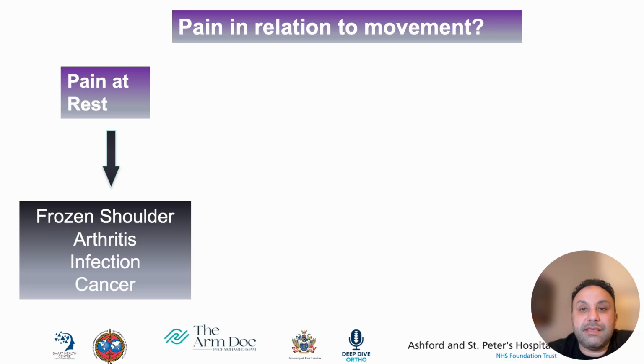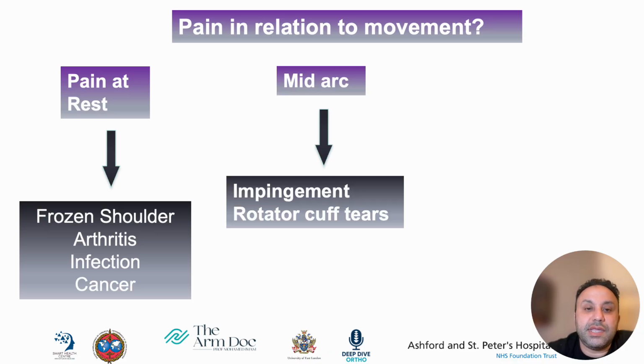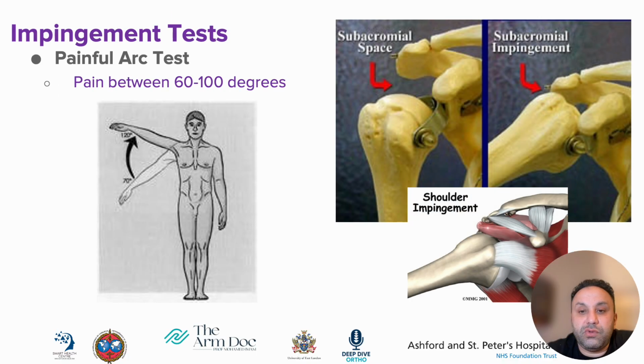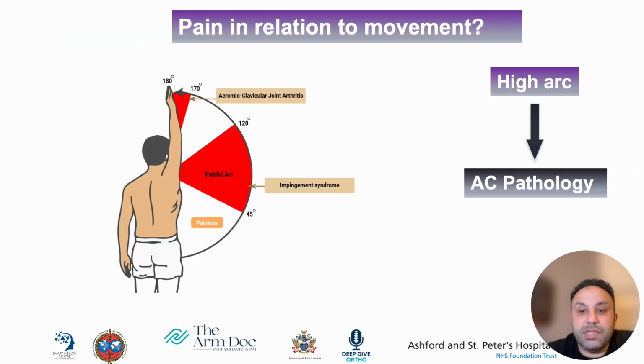And then, is the pain related to movement? Because pain at each movement can be related to a different problem. If you're doing an impingement assessment, we are all aware of the painful arc test, which is pain between 60 and 100 degrees. If the pain is at the end of range of motion on top, that's possibly related to the acromioclavicular joint.